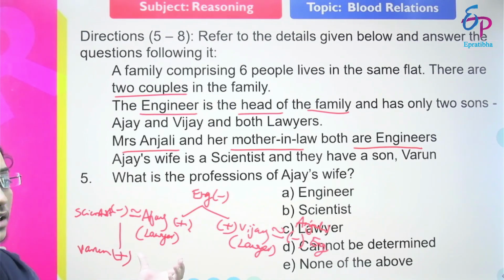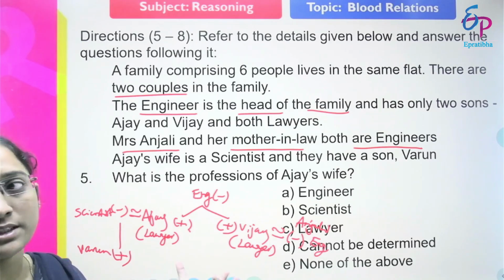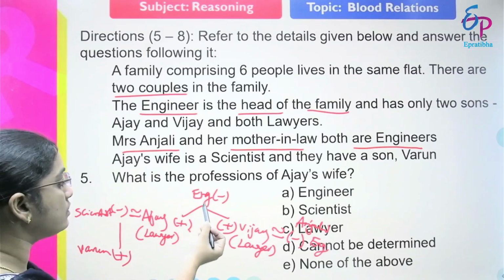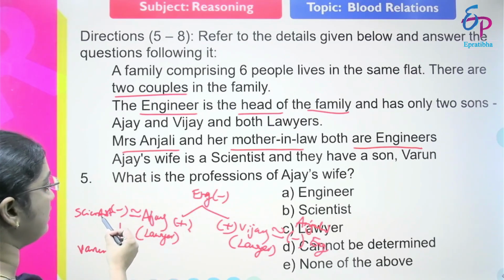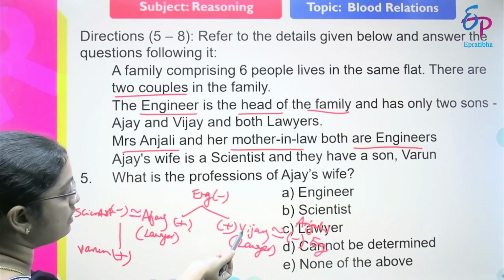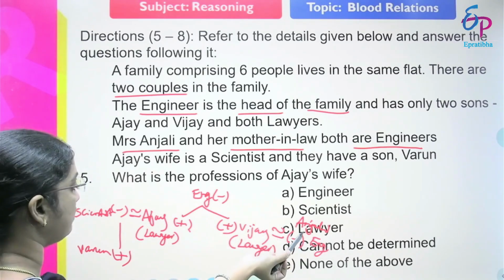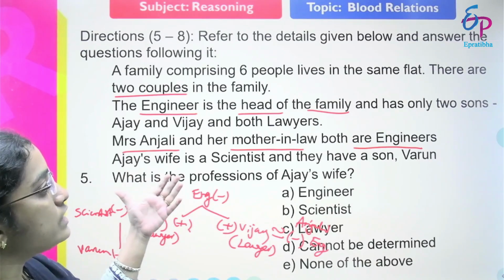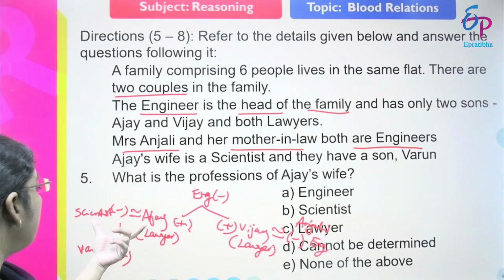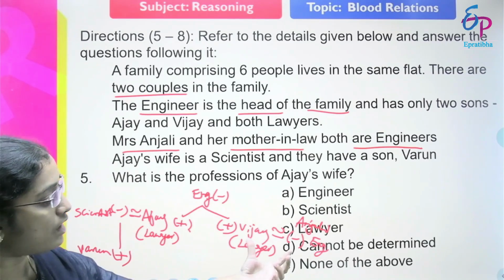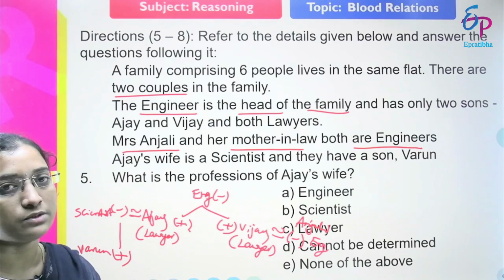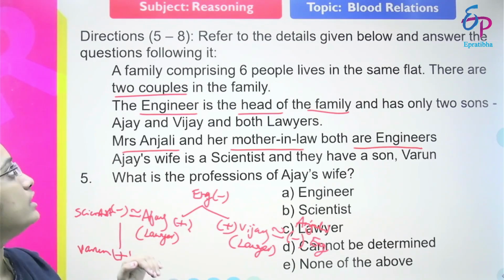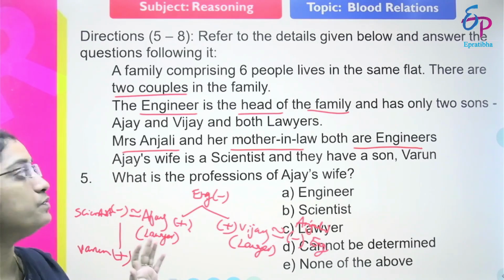So just observe here in this picture, we need to check whether we are getting all 6 persons. A family comprising 6 people, right. Here engineer is 1 person, scientist 2nd person, lawyer 3rd person, other lawyer 4th person, other engineer 5th person, then 6th. So 1 2 3 4 5 6. Out of 6 members we need 2 couples: scientist and Ajay, then Anjali and Vijay. So yes, we are getting 2 couples. By using this information we need to solve question number 5 to 8.